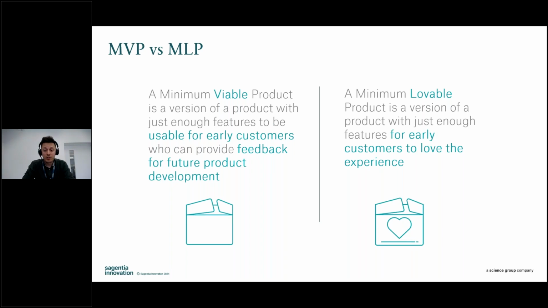So it's probably useful to go through a little bit of context with this. A minimum viable product is a version of a product with just enough features to be usable for early customers. You're doing this so you can get feedback for future product development, these iterations. Minimum lovable product is similar, but has a subtle difference. It's still a version of a product, but the features are just enough for customers to love the experience.